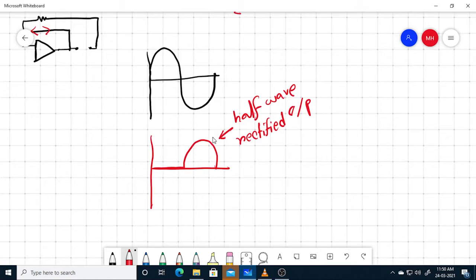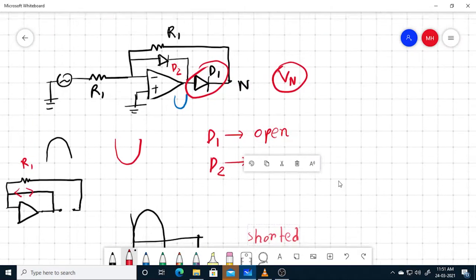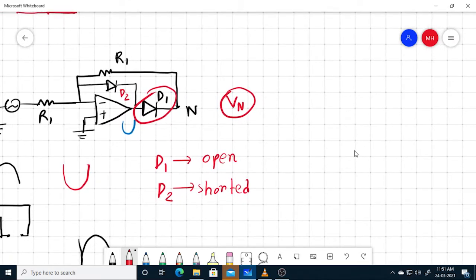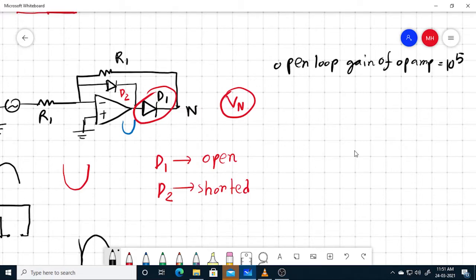So what is the difference between the precision rectifier and the normal rectifier? Here, as the op-amp's open loop gain is about 10 to the power 5, and as the gain is very big, the voltage drop across D1 is very small in terms of the open loop output of the op-amp. So this voltage drop doesn't matter actually.